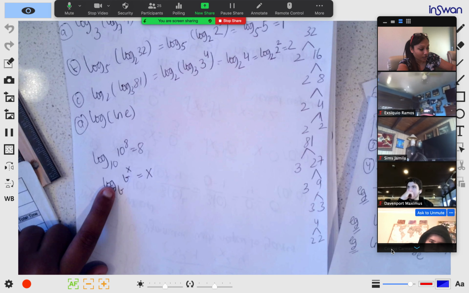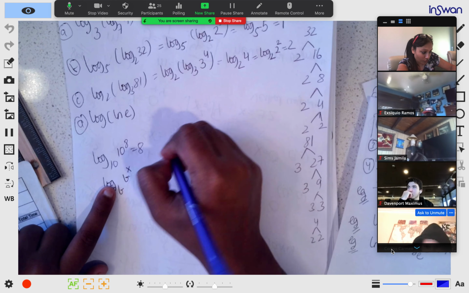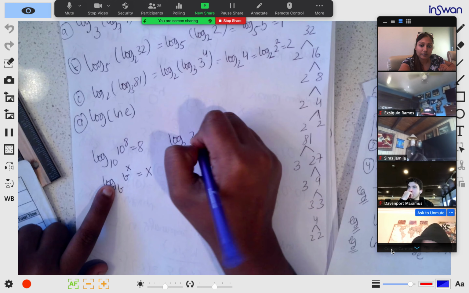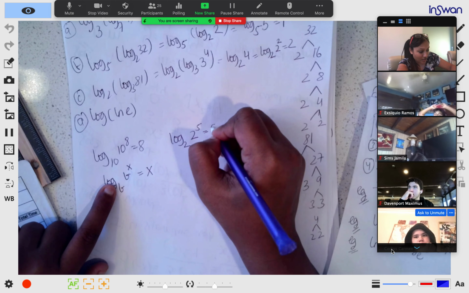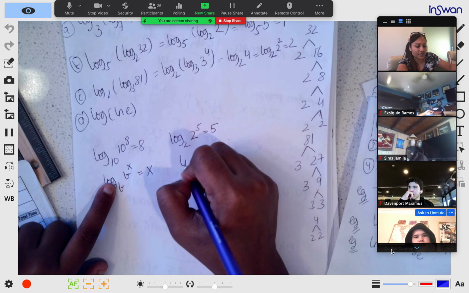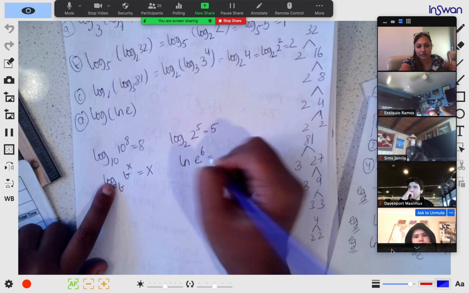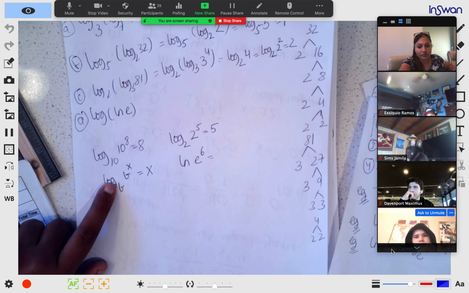You tell me what is log base 2 of 2 to the power of 5. It would be 5, since the 2's cancel out, correct? Yes. What is ln e to the power of 6? Would it be 6 because you're ln? Or ln is do what?